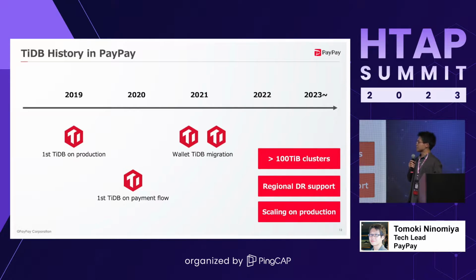As I mentioned, this is not the first TiDB in PayPay. We introduced the first TiDB in 2019. And next, we introduced TiDB on the payment flow. And finally, we introduced TiDB to wallet, which is the most critical and heaviest workload. So right now, we have several clusters with more than 100 terabytes. This doesn't mean cluster volume; this is the data size of the cluster. And also, we support regional DR. And also, we are still scaling in the production environment with TiDB.